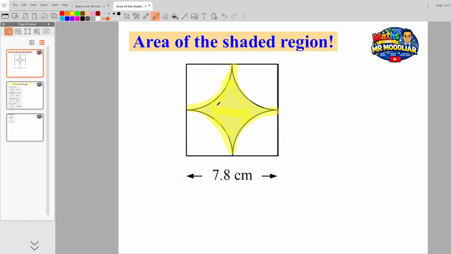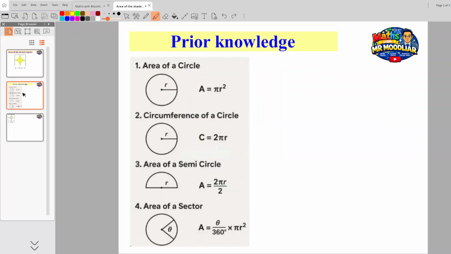Now, before we start calculating the area of the shaded region, there are a few things that we are going to use first. I'm going to call it our prior knowledge. So what do we have? Area of a circle, circumference of a circle, area of a semicircle, and area of a sector. Why is it really important to have prior knowledge? Well, it gives me the steps that I need to use. So in that question, I'll be using the area of a sector, which is theta over 360 times pi r squared.